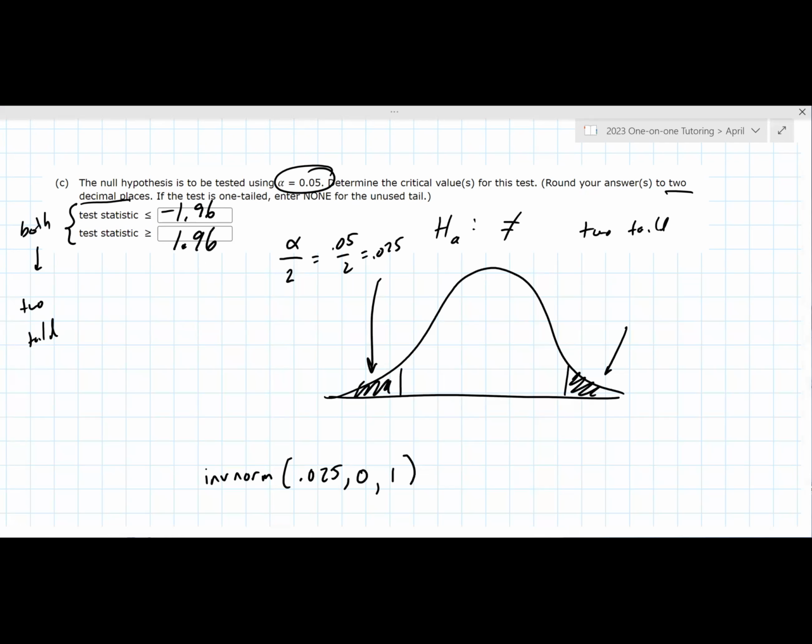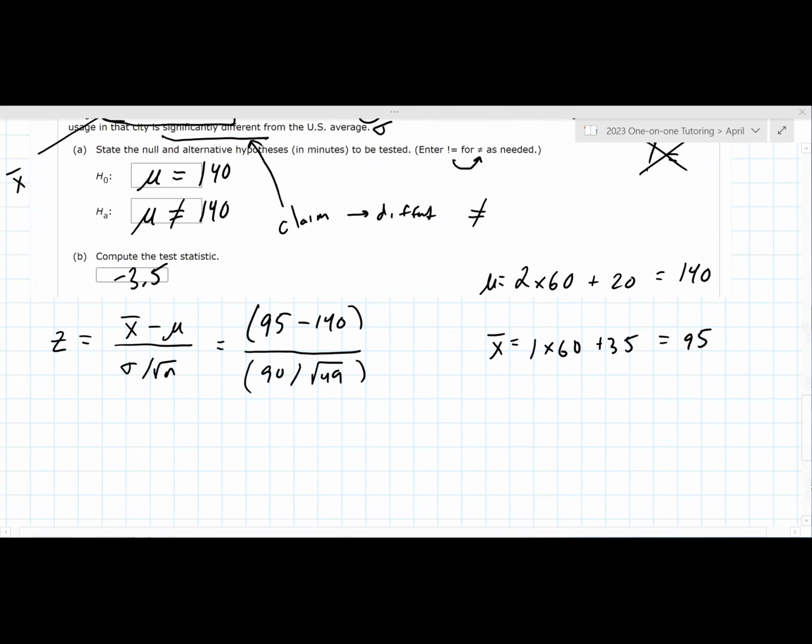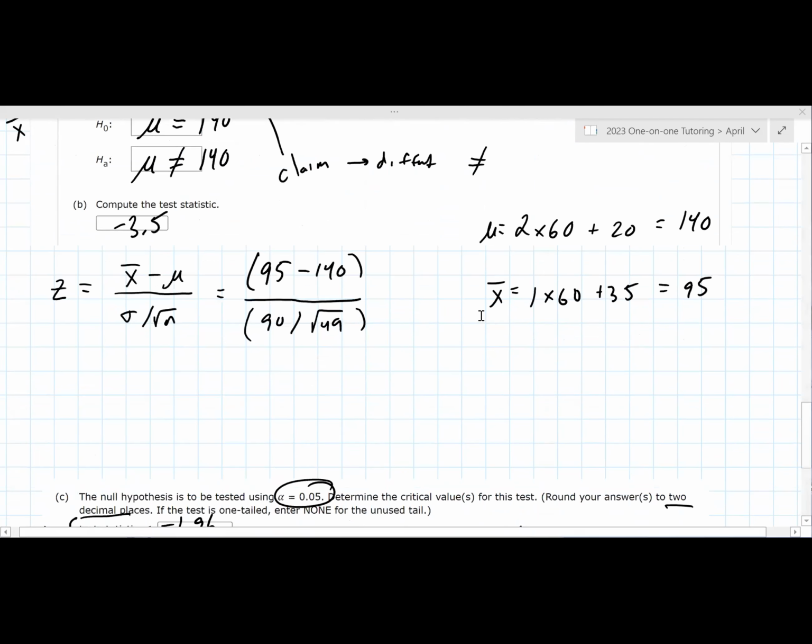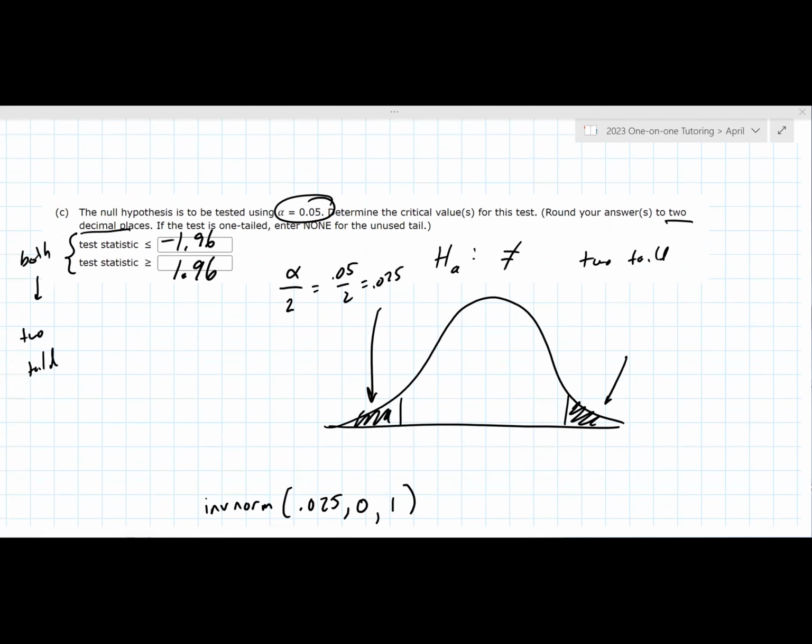Oh, all right. I'm sorry, I said I didn't like those numbers for some reason. Interesting. 0.05. Oh, 0.025. Well.